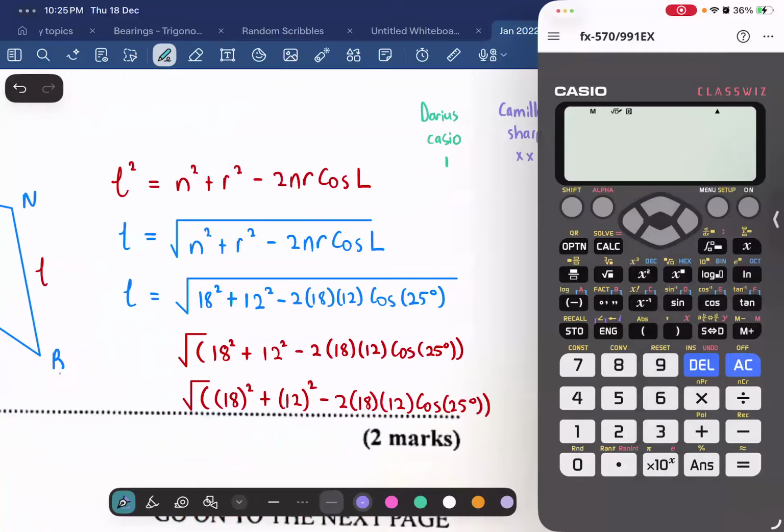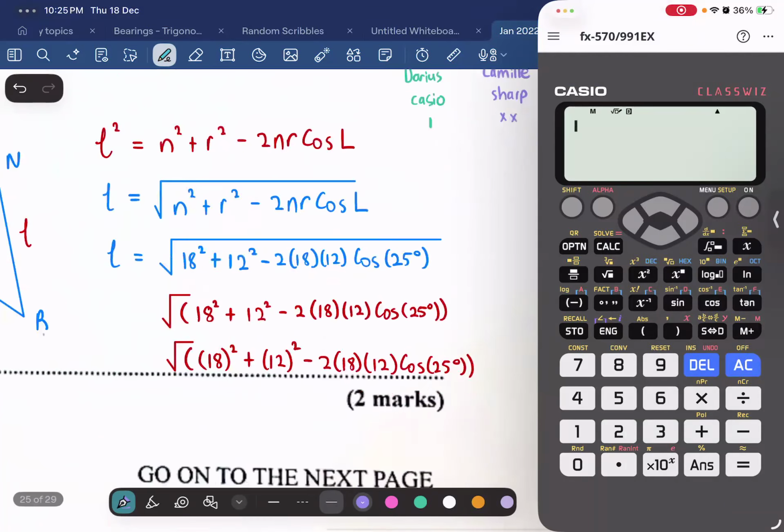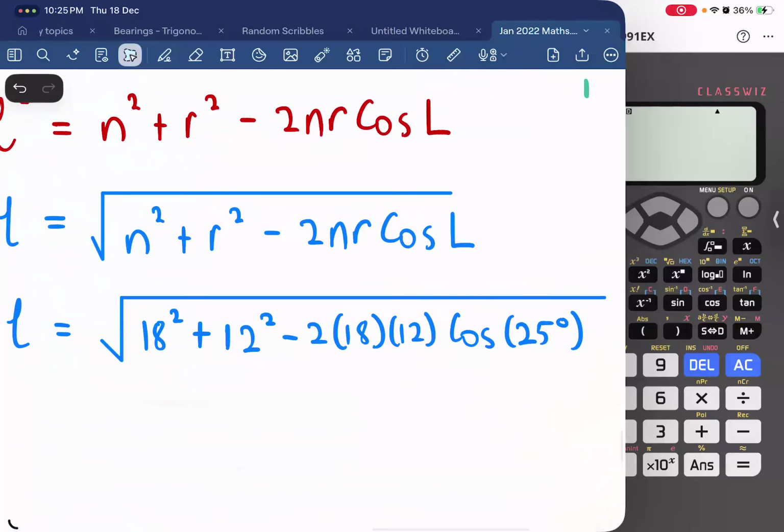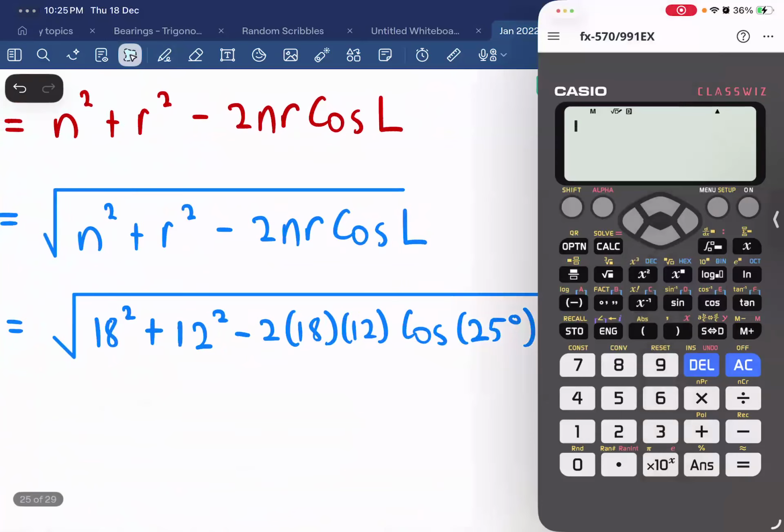Let me show how easy this is on a Casio. You can see my Casio on the screen, right? You see how I write it here? That's exactly how it's going to look on the Casio screen. When I press the square root button, I put it in exactly how I saw it there: 18 squared plus 12 squared minus 2, open bracket, 18, close bracket, open bracket, 12, close bracket, cos 25, close bracket. No extra brackets. And notice how the square root covers everything. Press equal, I get the answer one time.